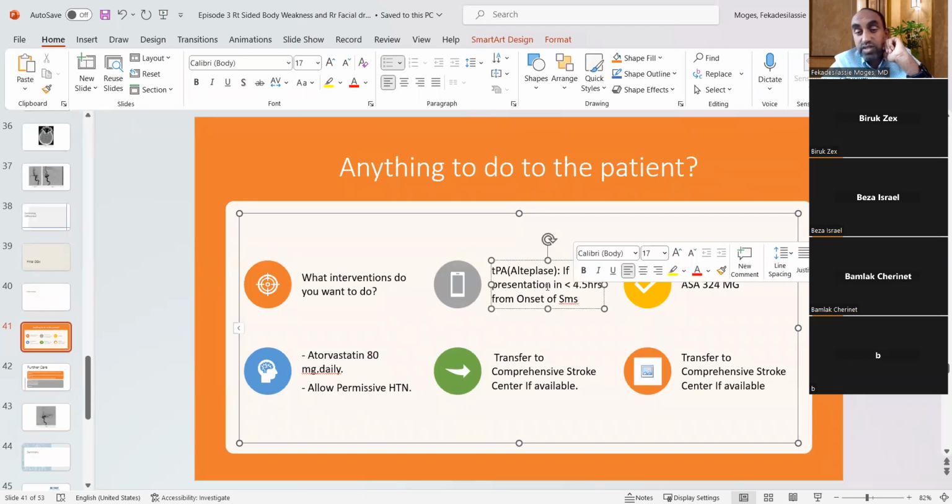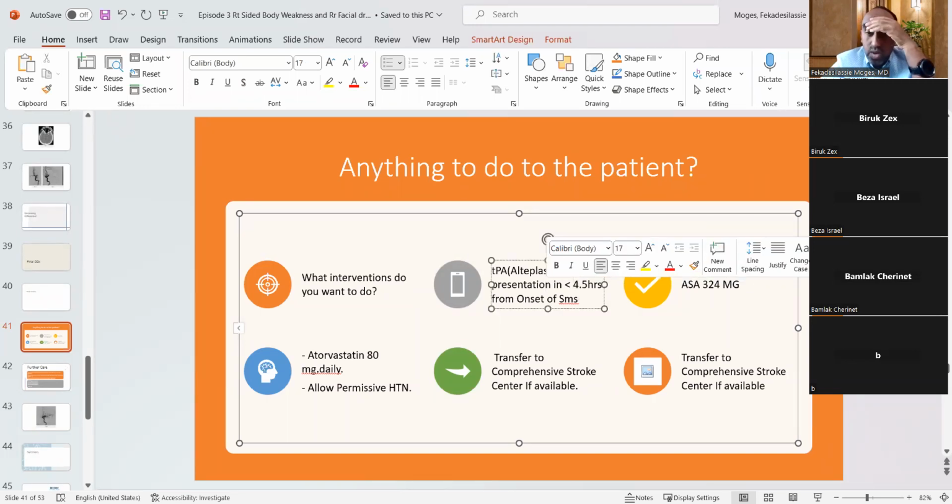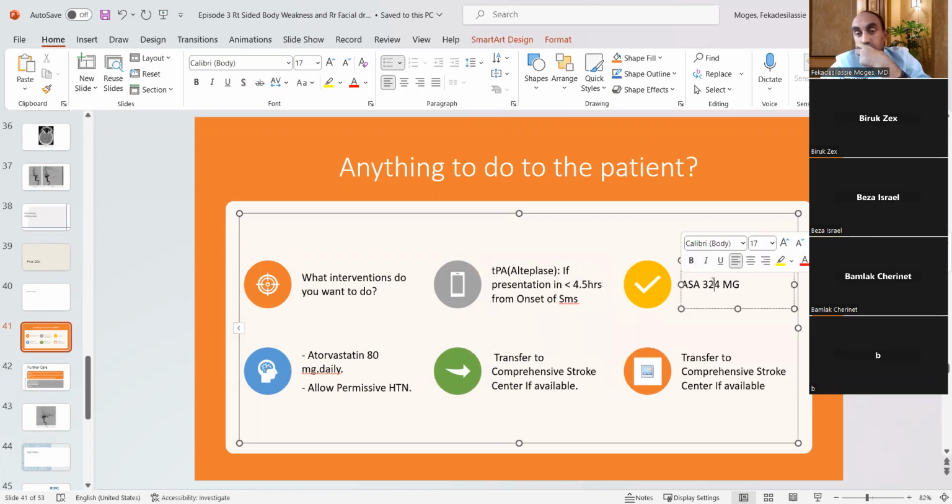It's very important, especially if you are working in a center where you can offer TPA. So aspirin can be given, atorvastatin, allow permissive hypertension. Do you want to control blood pressure? 190 በ120 ነው ምናምን ነበር አይደል blood pressure? Do you want to lower it down or keep it high for some time? We have to keep it high to prevent. We have to keep it high.